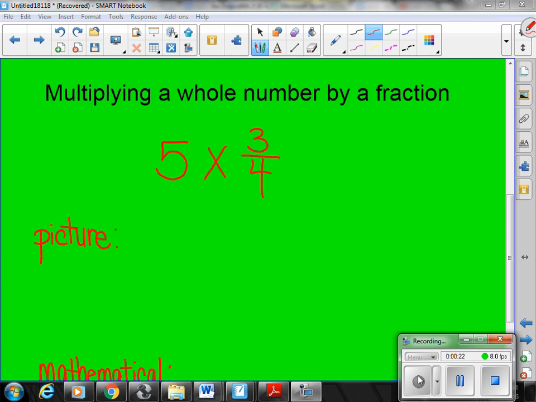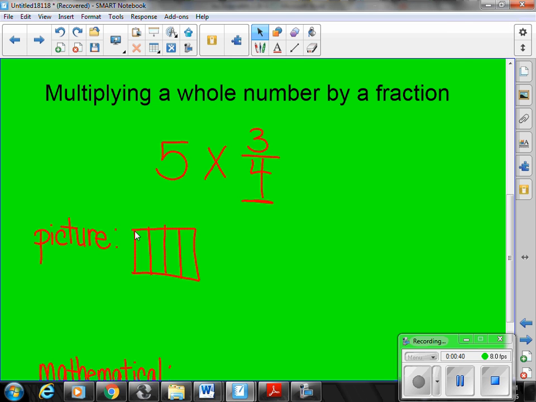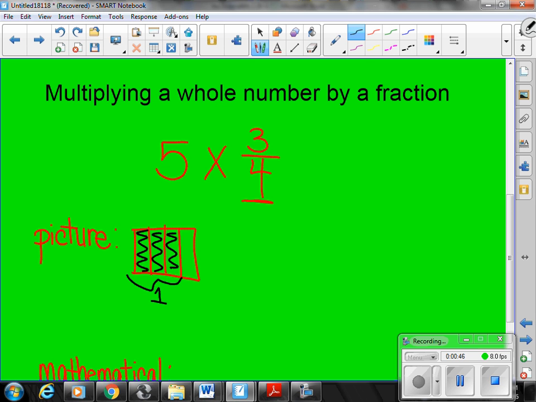If you had to draw a picture of what it looks like, it does not mean that you are going to draw 5 pictures. It means you're going to have 5 groups of 3/4. So I'm going to start off. I know that all of my wholes are going to be broken down into fourths because that's what my denominator is. So here's fourths, and I'm going to color in 3 of the fourths. So right now I have one group of 3/4.